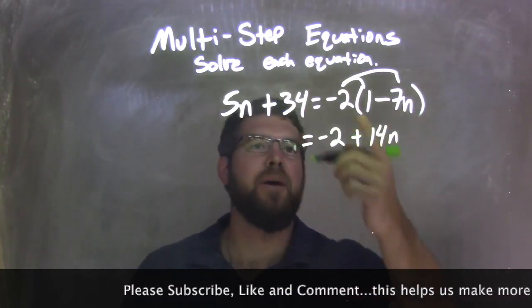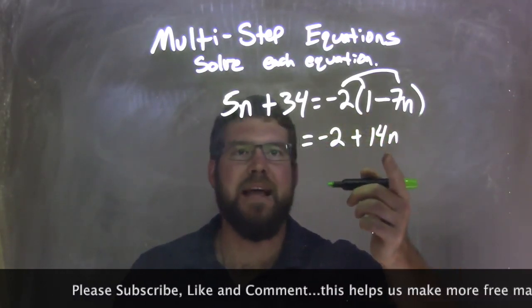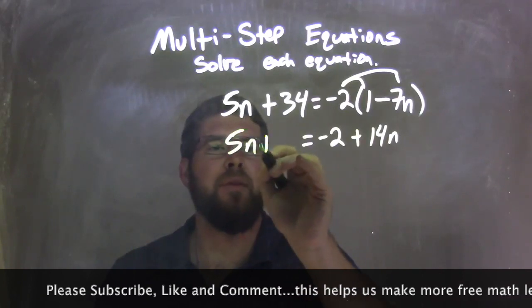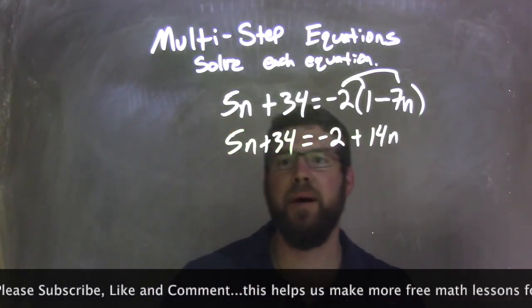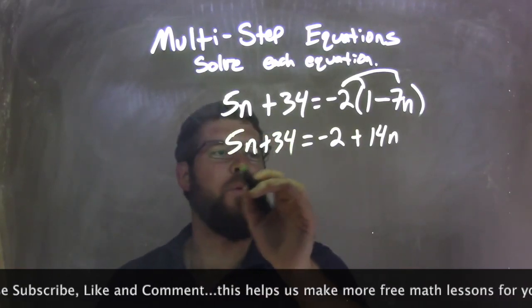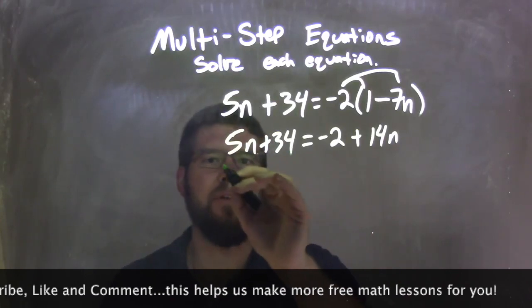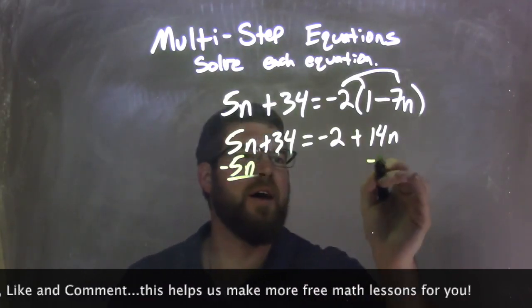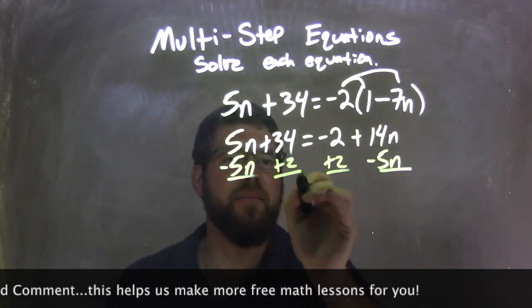Okay? Be careful. Negative 2, the negative makes it positive. 2 times 7 is 14. So we have 14n here. And then I have 5n plus 34 right here, just bringing that down. So now I can combine my like terms. I'm going to bring my n's to the right and my numbers to the left because I like to keep everything positive. I subtract 5n to both sides. It's just my preference. I'm going to add a 2 to both sides here.